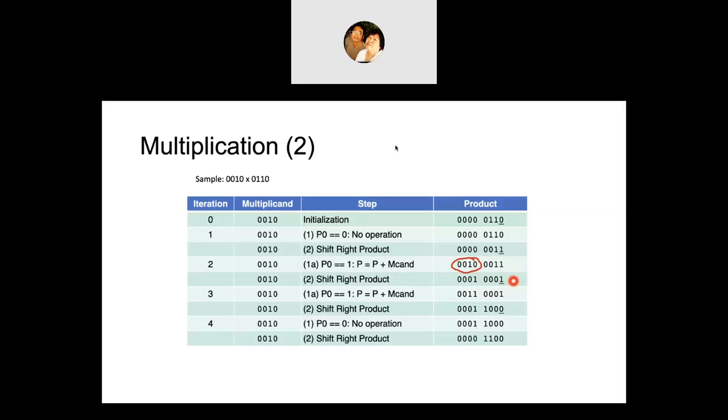Again, in the third round, we check the product zero, and this time it's 1 again. So we add the left half of the product, which this time is 0, 0, 0, 1. We add this value with 0, 0, 1, 0. And here is the result. And we put the result into the left half of the product. And in step 2, we just shift right this value so that we get this one.